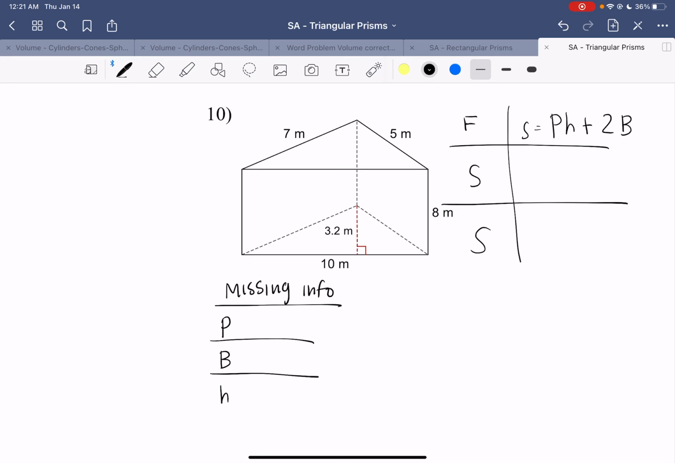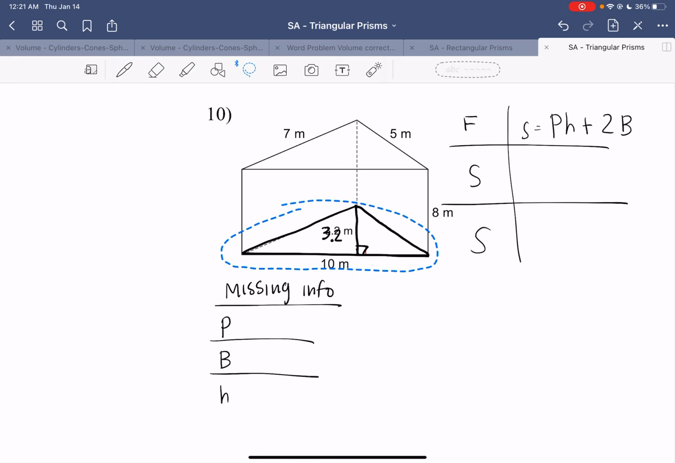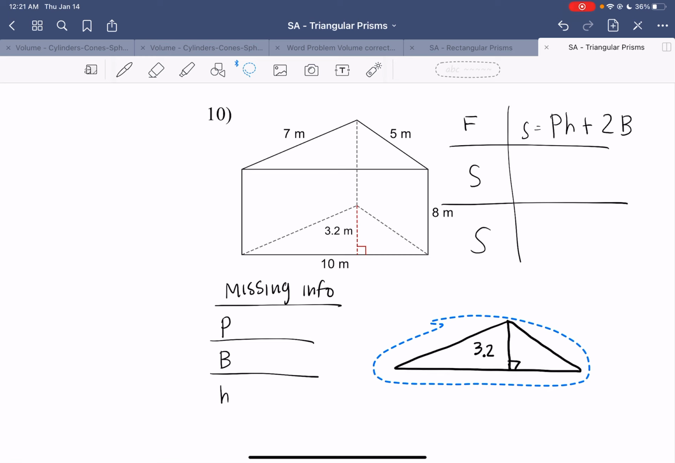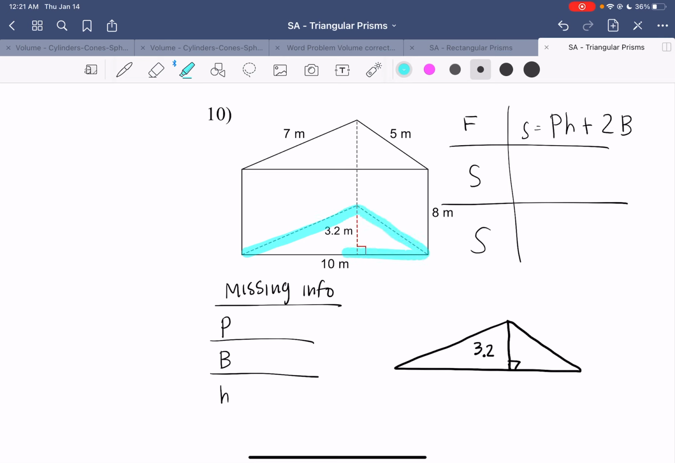find our base. So I'm going to trace it, what we have here. I'm just going to go ahead and do that since we have it. I'm just going to trace it just off to the side. So that's our base there, and I'm going to highlight it in blue. So we have our base is blue. The base for triangular prisms is always a triangle. So again, we have two bases when we are working with these prisms.